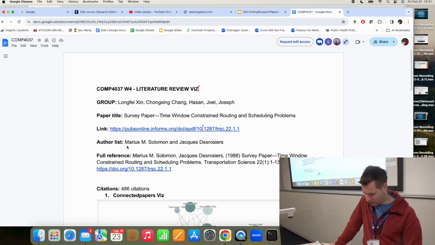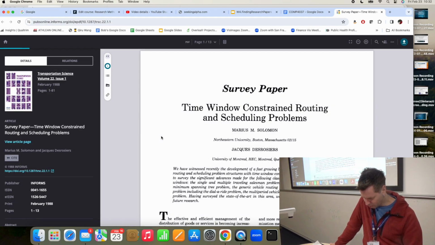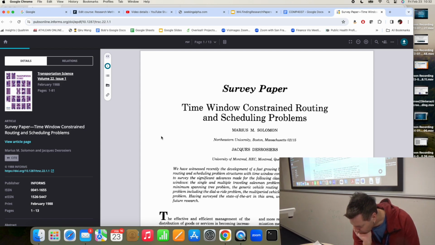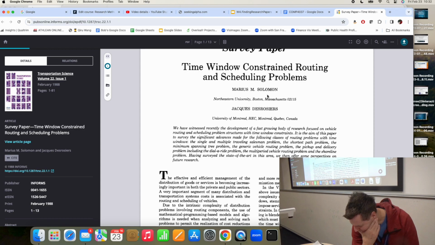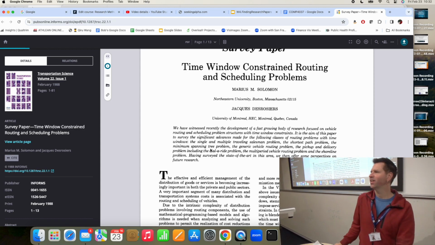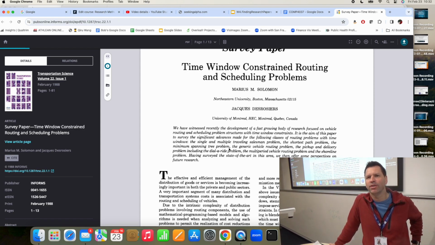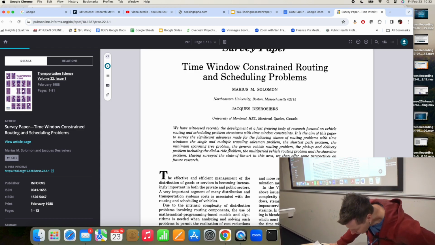Time window constrained routing and scheduling problems. Okay. Survey paper, time window routing and scheduling problems. Where is that published? Transportation science. Okay. This is not a computer science paper. Or is it? That's funny. Dial a ride problem? Anybody know what that is? I don't know what that is. Dial a ride. Oh, that's the Uber. Is that the Uber algorithm?